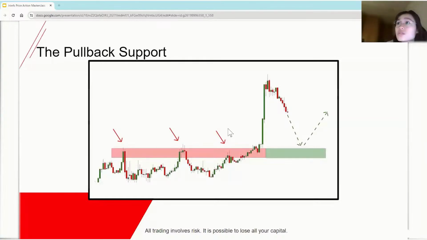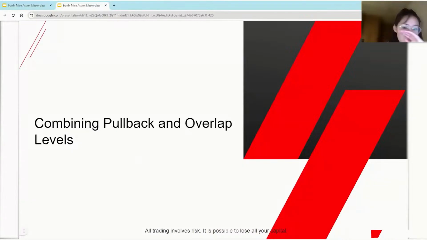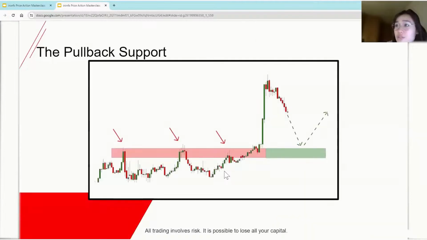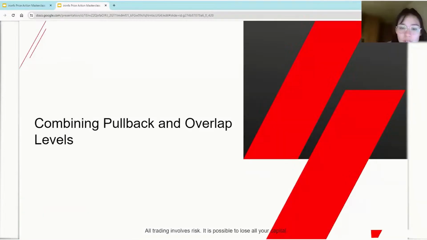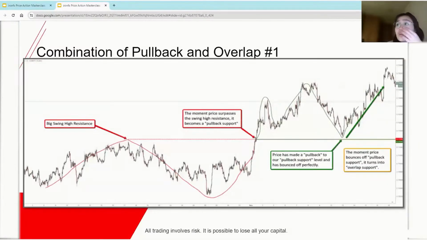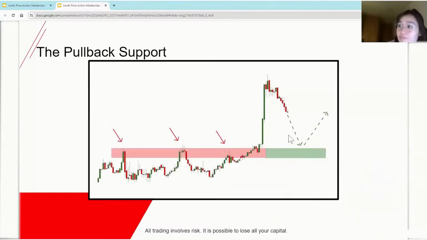Okay, so now let's combine our pullback and overlap levels. I already mentioned the pullback support earlier, so let's talk about our overlap levels now. An overlap level, like I mentioned earlier, is basically when price comes back to it like this, and it actually reverses off of it. So when we have a swing high and a swing low that line up nicely, that's an overlap.